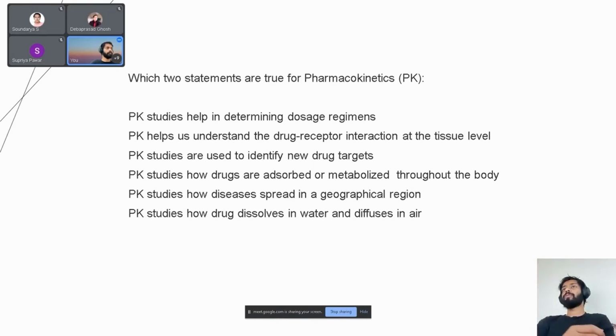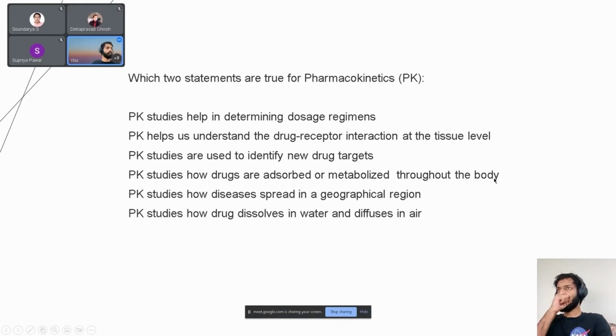Okay. So which two statements are true for pharmacokinetics? These are your week one assignment questions, I believe, so we'll take a look at them as well. Pharmacokinetics. B and D. So you're saying pharmacokinetics helps us understand the drug receptor interaction at tissue level, and pharmacokinetics studies how drugs are absorbed or metabolized throughout the body. Am I correct? Is that what you're saying?